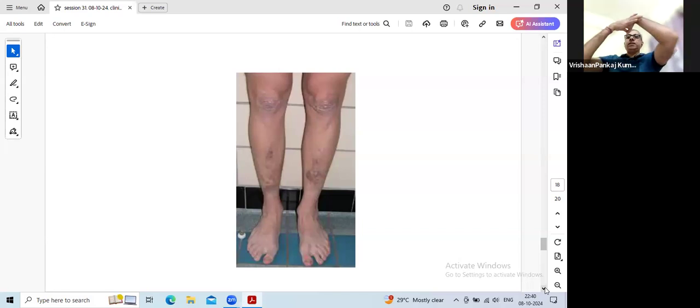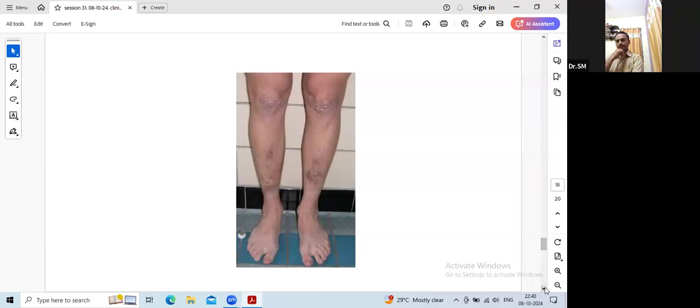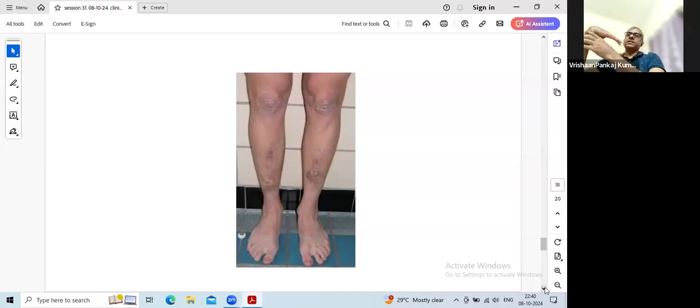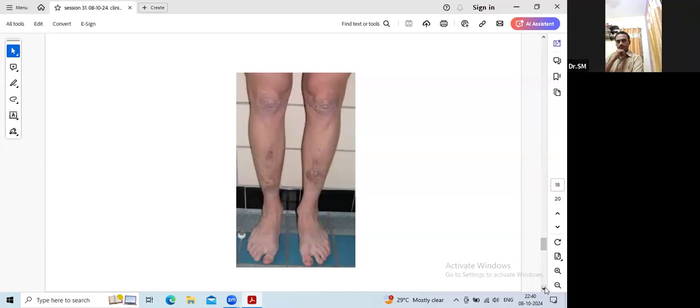And can she do like this? Yeah, she is touching. She's able to do it on both sides. Okay. And if I ask her to do like this, it's more than 90 degrees. Yeah, she's able to do it. More than 90 degrees.